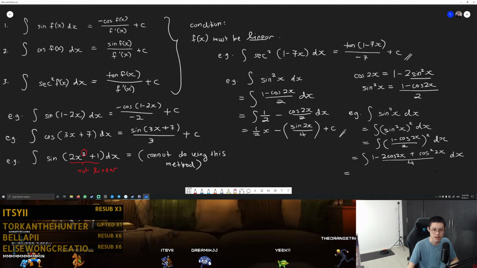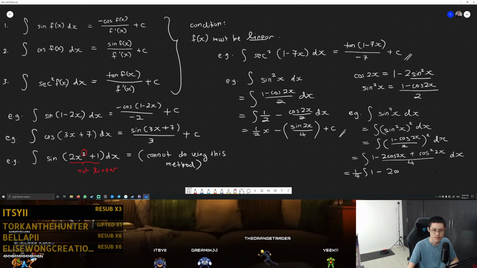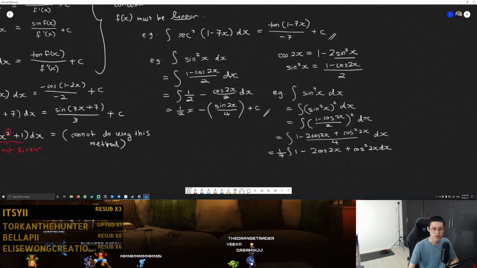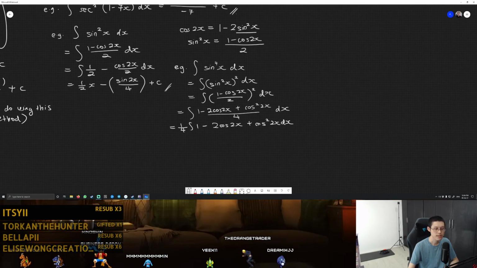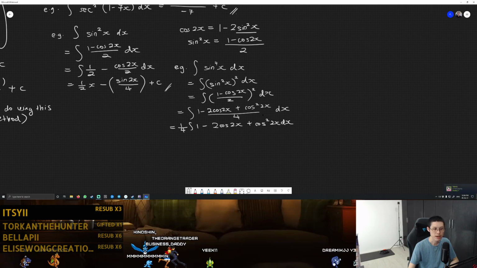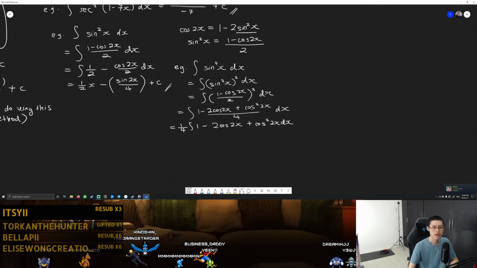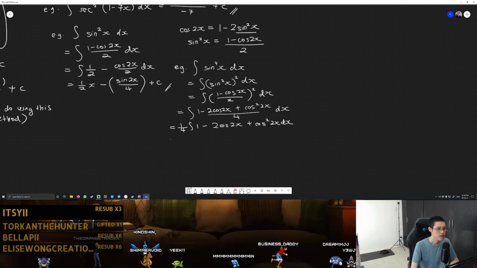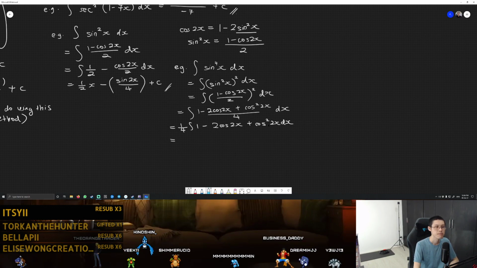Then we can take out the 1 over 4. And now you can integrate them separately. Well, for the first two terms you can. For the last term, you can see that there's a square here. So you have to use the double angle formula again to get rid of the power before you can integrate. Let me try to do that over here.